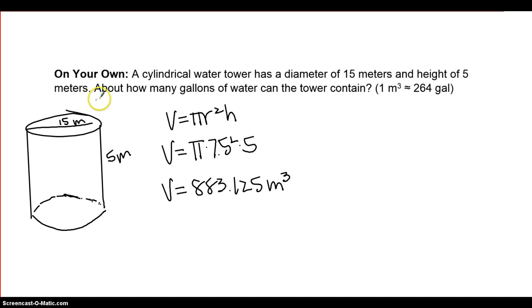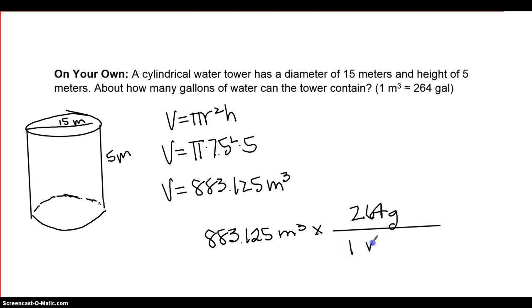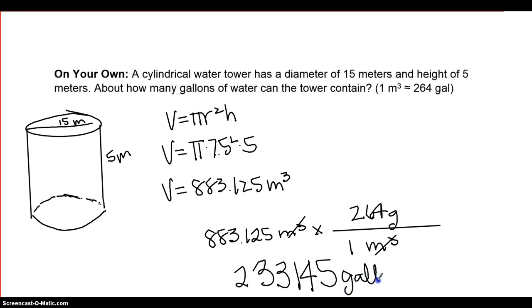But that's not what I asked. I asked how many gallons of water. So 1 meter cubed is equal to approximately 264 gallons. So same thing here, I have to set up my conversions. I'm going to multiply this and say 264 gallons equals 1 meter cubed. This goes away and I just multiply across 883.125 times 264. And that gives me 233,145 gallons.